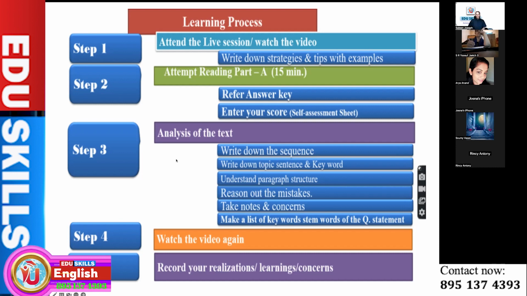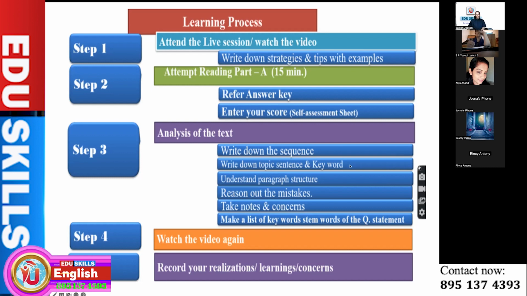Okay. Step 3, analysis of the text. That particular text, the paragraphs you have to do the analysis, we will teach you how to do the analysis. Don't worry about it. Write down the sequence. We'll teach you what is the sequence of your text or what are the sequences between different texts. Write down topic, sentence, and keyword.